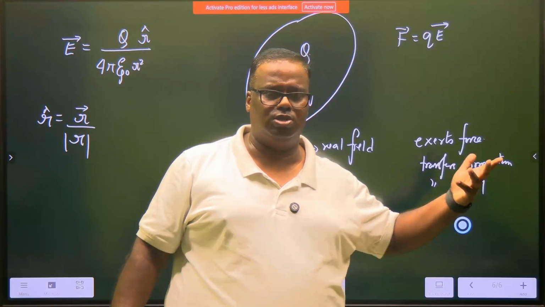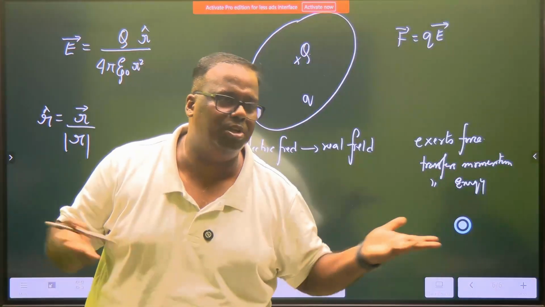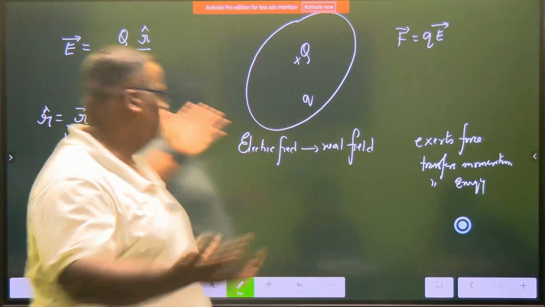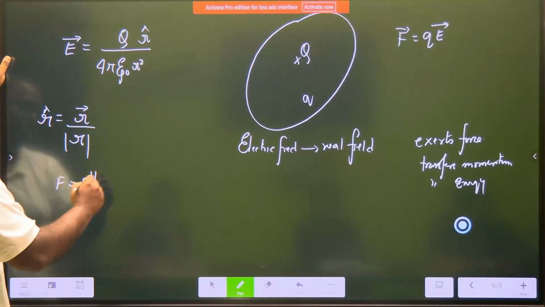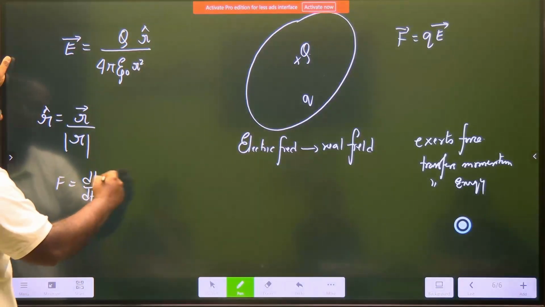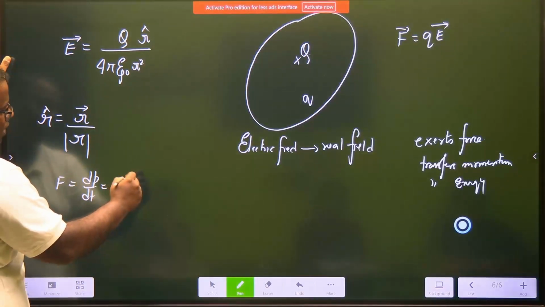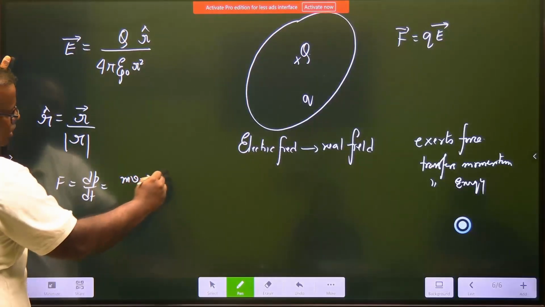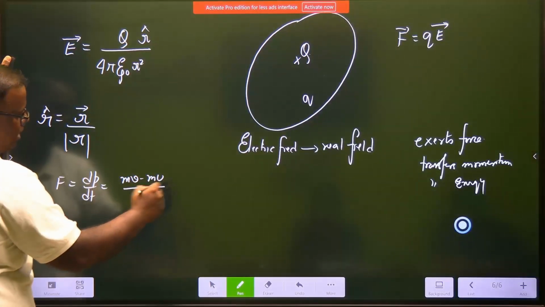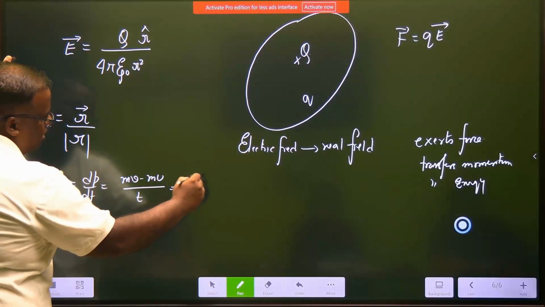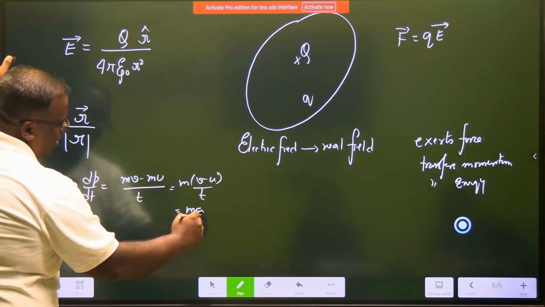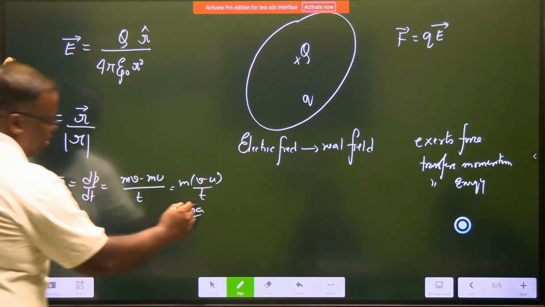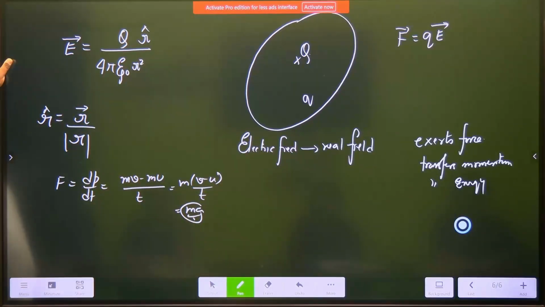Force is, what is force? Force, end of the day, is change in momentum per unit time. And whenever you have a problem, force is always dp by dt. What is dp? dp is nothing but final momentum minus initial momentum divided by t, change in time, mass constant, m times v minus u by t, which is equal to ma.